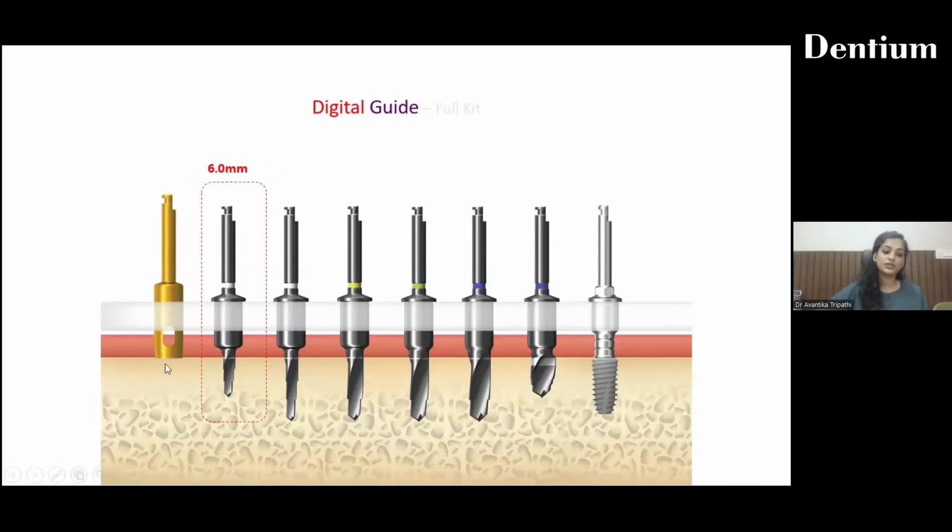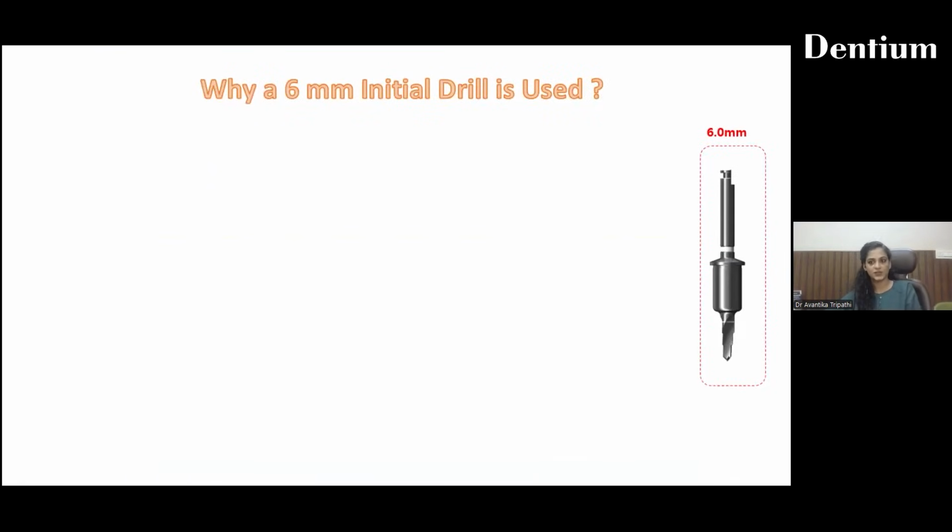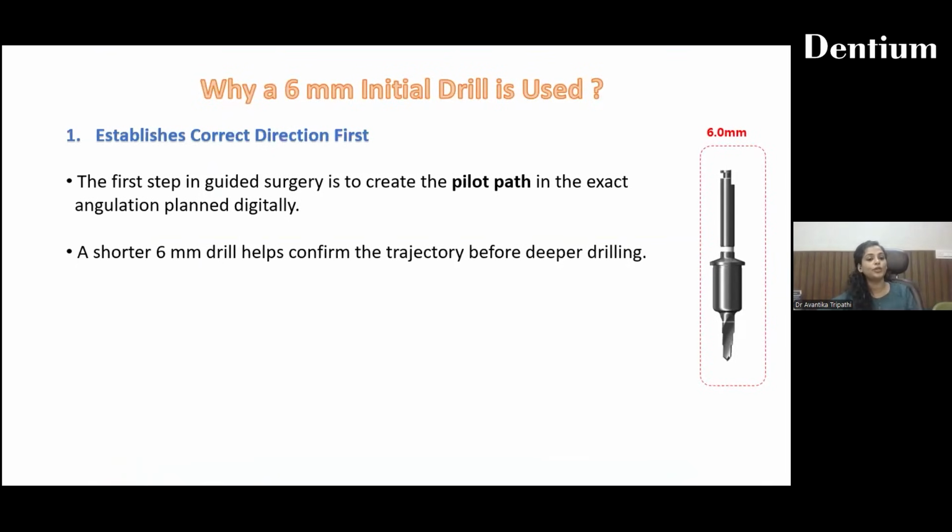Now, in the sequencing, it is very, very important to place a 6 mm guide drill first and then place a 10 mm or a 12 mm guide drill after that. The role of this 6 mm guide drill is very, very important as it is going to establish a correct direction first. If I don't use a 6 mm guide drill, there is a chance that I might not be able to follow the same trajectory that I planned in the surgical guide planning phase. So that is why it is very, very important.